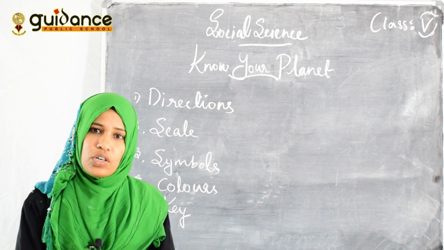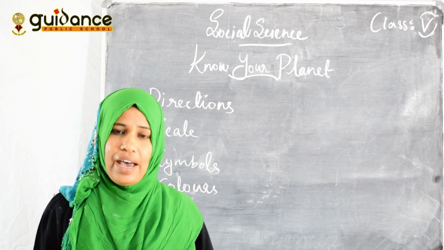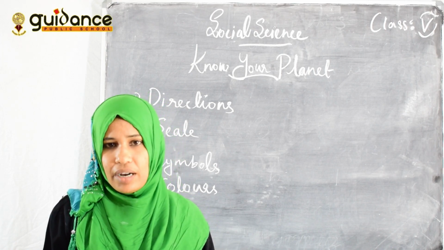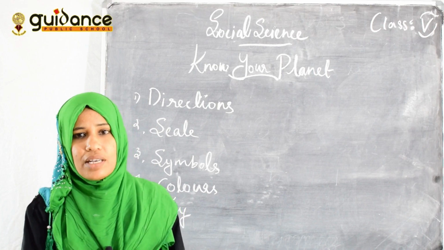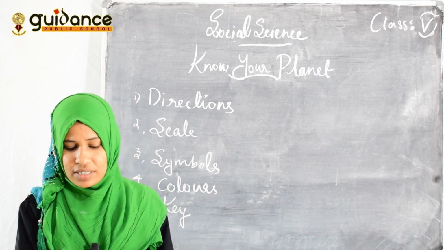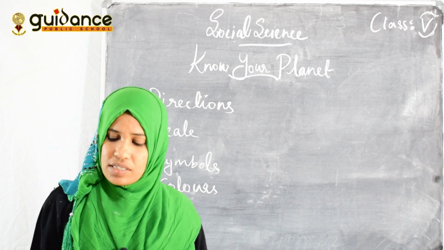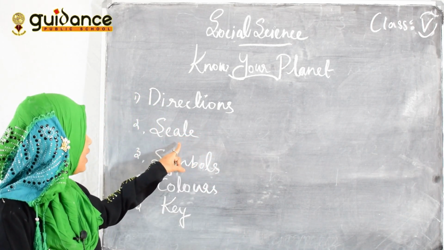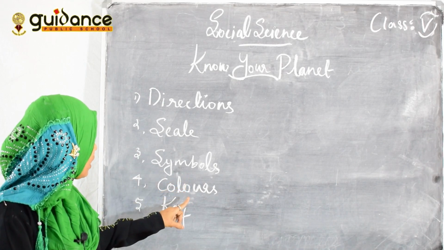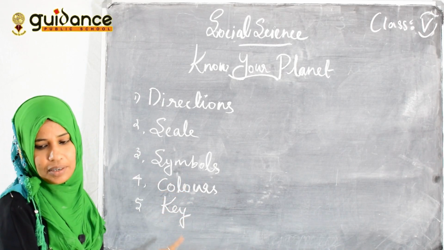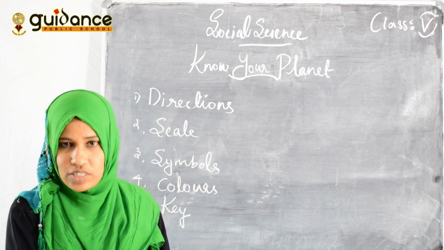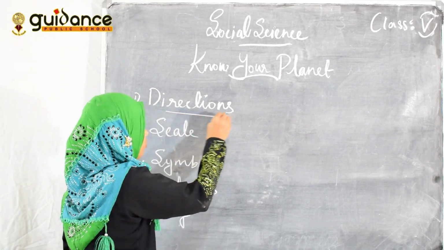A map provides a lot of information about that area and place, but it is very important to know how to read a map to understand the basic information that it provides. Some basic features for reading maps are directions, scale, symbols, colors, and key. Let us talk about these features in detail. First one, directions.